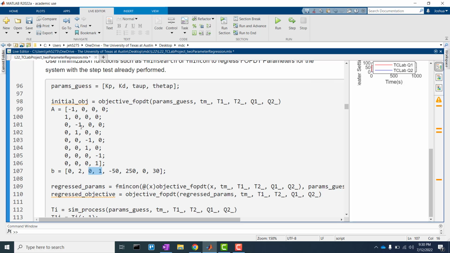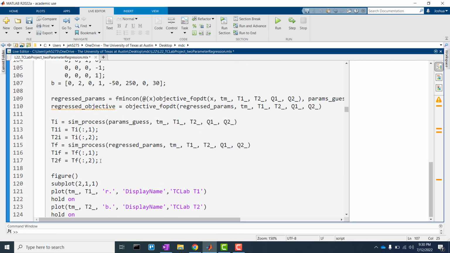Similarly, if we go on, for Kd the lower limit is 0 and the upper limit is 1. The lower limit is 50 and the upper limit is 250 for our process time constant. And our dead time is between 0 and 30, we're saying. Then we'll use fmincon and optimize it. And then finally, we use this sim process to simulate the outputs so we can graph them.